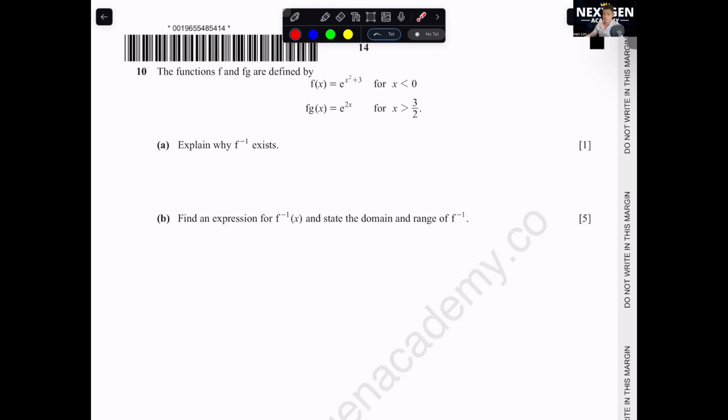When you see this question, even if you don't understand, you just write this reason: because fx is a one-to-one function. For an f inverse to exist, there's only one type of function that will satisfy this, which is a one-to-one function. Actually, you all don't know how the graph of e to the power x squared plus 3 looks like, right? The graph looks like this.